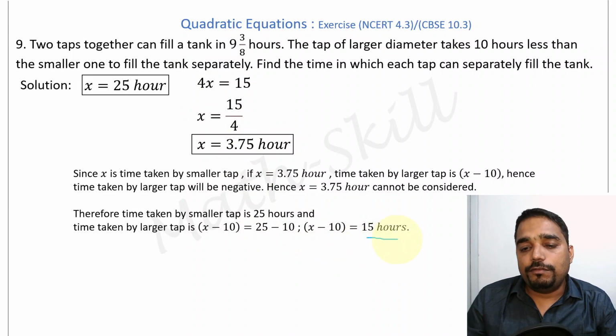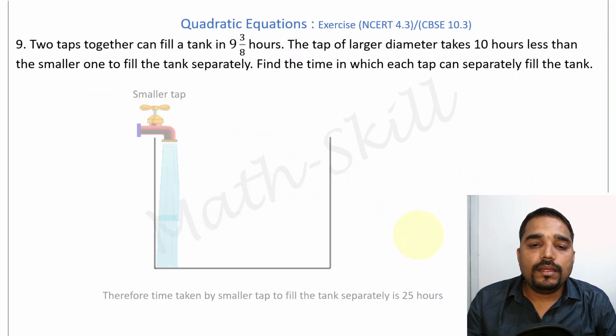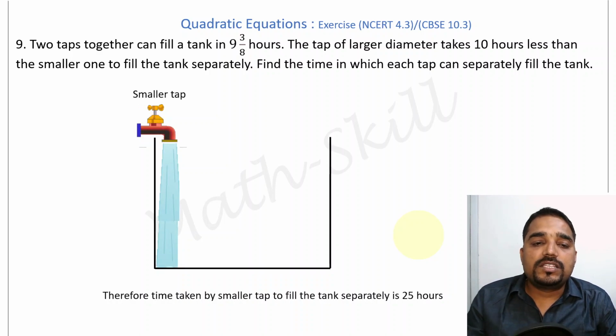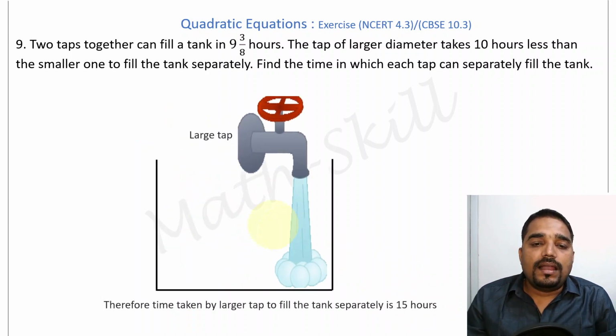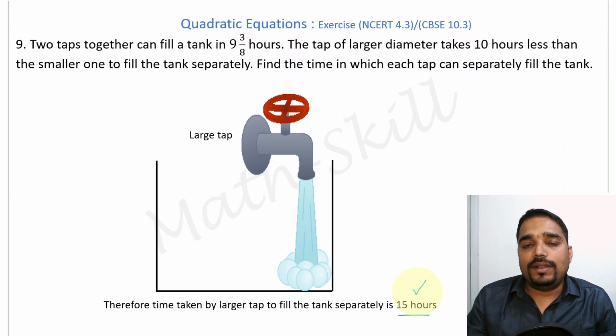it is 15 hours. Therefore, to conclude the problem, the time taken by the smaller tap would be 25 hours and the time taken by the larger tap would be 15 hours. If only the larger tap is switched on, then it would take 15 hours to fill the tank. Similarly, if only the smaller tap is switched on, it would take 25 hours to fill the tank completely.